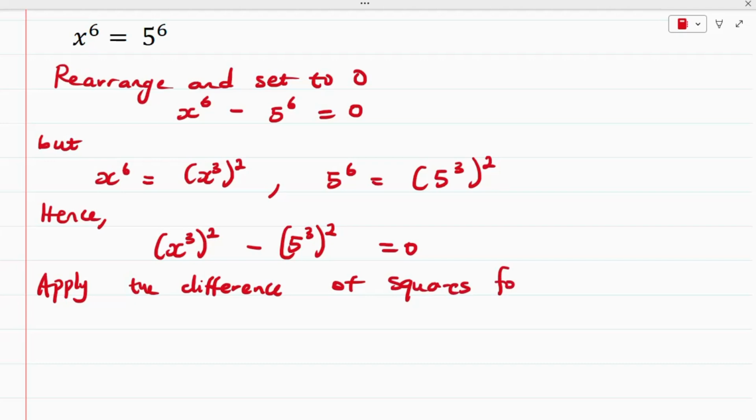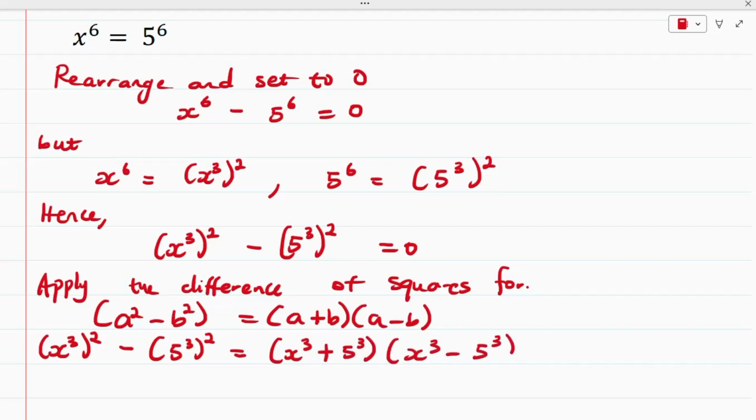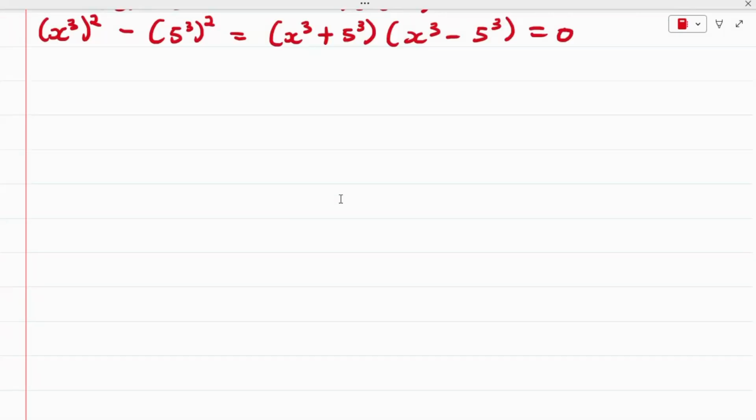The difference of squares formula states that if we have a square minus b square, this is equal to a plus b into a minus b. So applying this, we have that x raised to the power of 3, all squared, minus 5 raised to the power of 3, all squared, is equal to x cubed plus 5 cubed into x cubed minus 5 cubed, and this is equal to 0. So from here we have x raised to the power of 3 plus 5 raised to the power of 3, multiplied by x raised to the power of 3 minus 5 raised to the power of 3, is equal to 0.